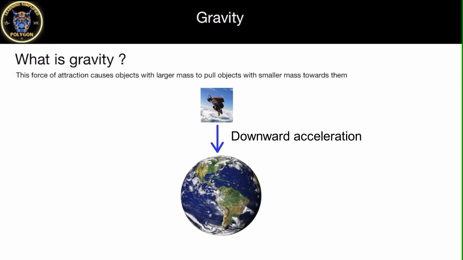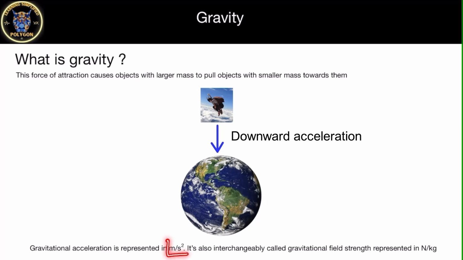It causes an acceleration in the skydiver's downward motion. The value of this acceleration is what we use to numerically express gravity. Therefore, gravity is expressed in units of meters per second square. It's also quite common to express gravity in newtons per kilogram, which may be a bit more intuitive in terms of gravity being a force. But both these units are equivalent, and newtons per kilogram when simplified equates to meters per second square.